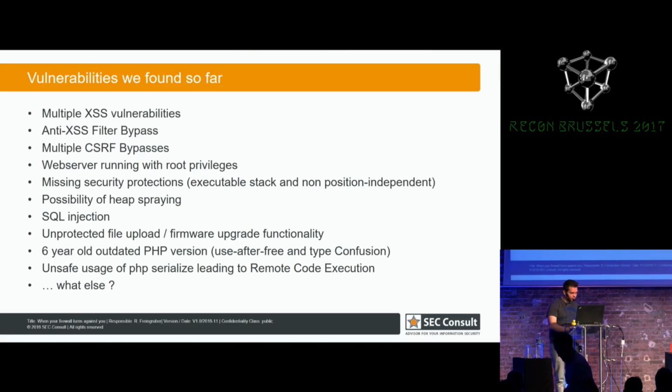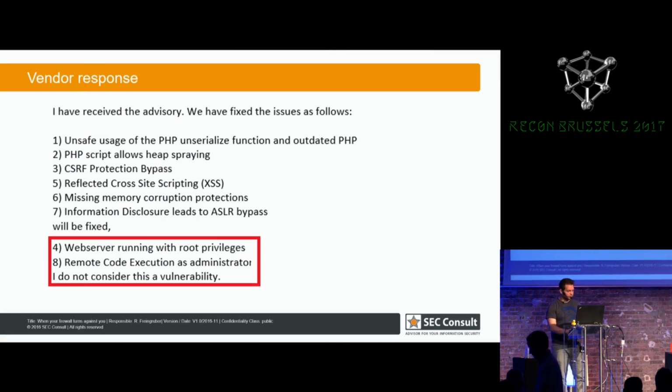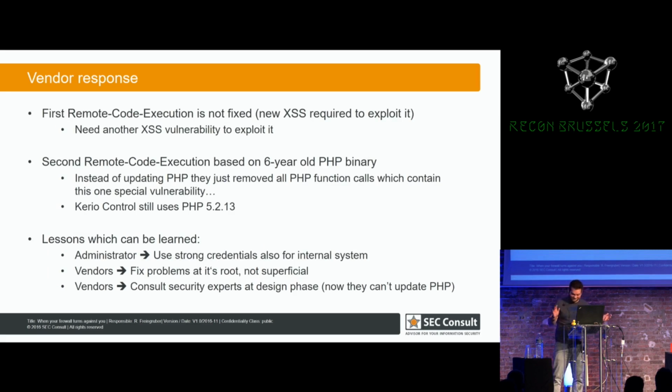Just a very quick word about the vendor response. They said that the web service running as root is not considered a vulnerability, and the first remote code execution from the web stuff is not considered a vulnerability. They will not fix it. Also, the way they fixed the second vulnerability was that they didn't update their PHP binary. They just said, okay, we removed the unserialize.